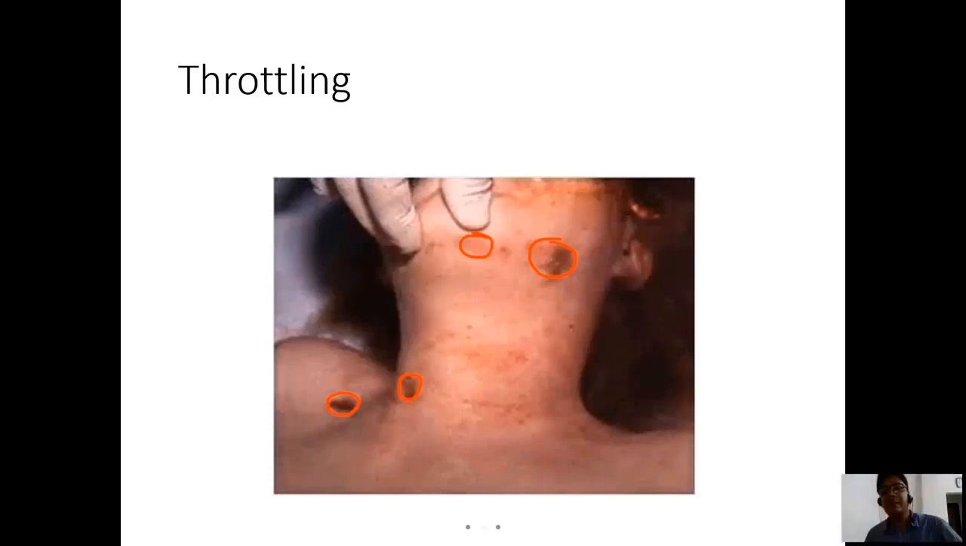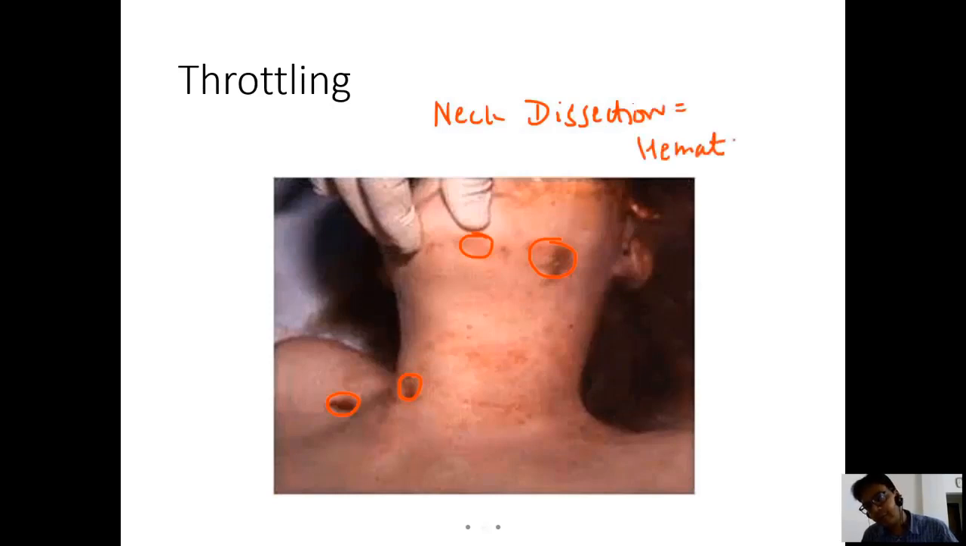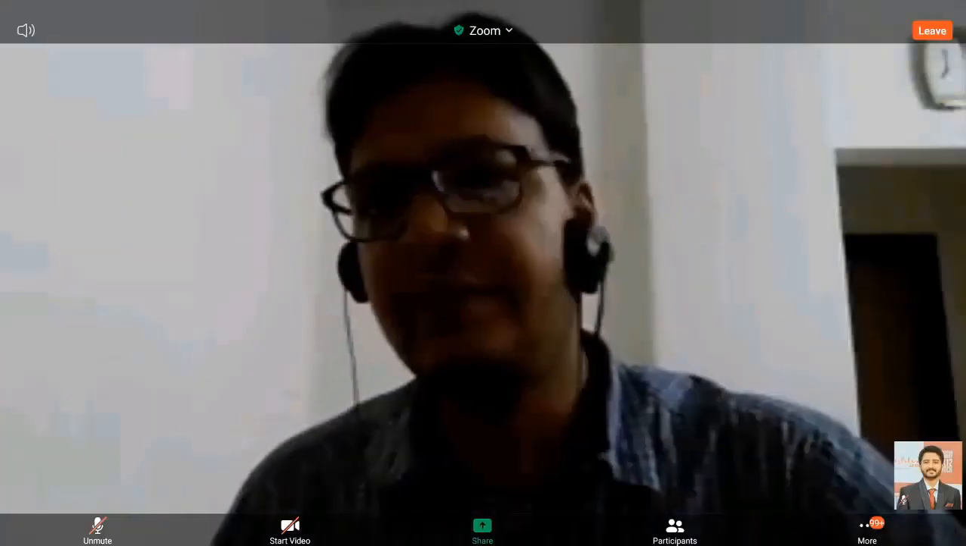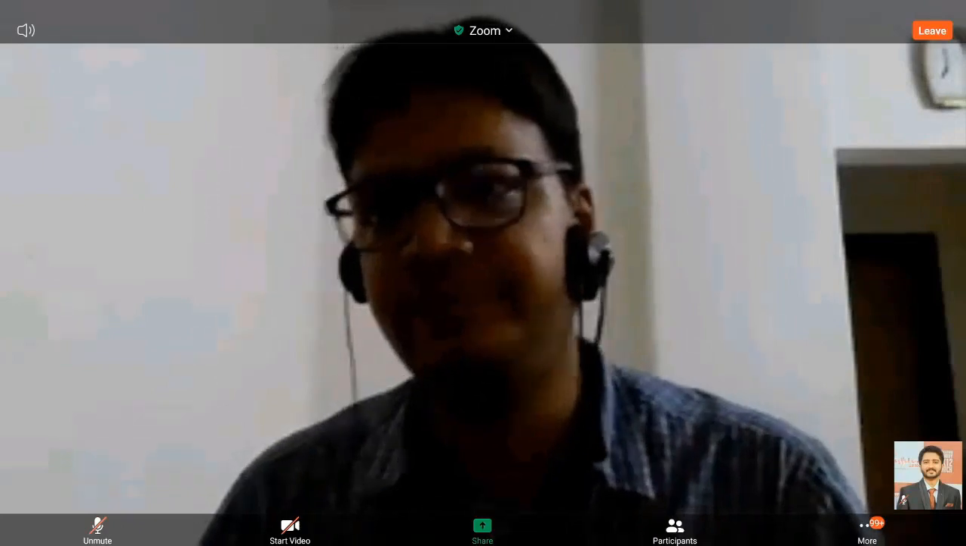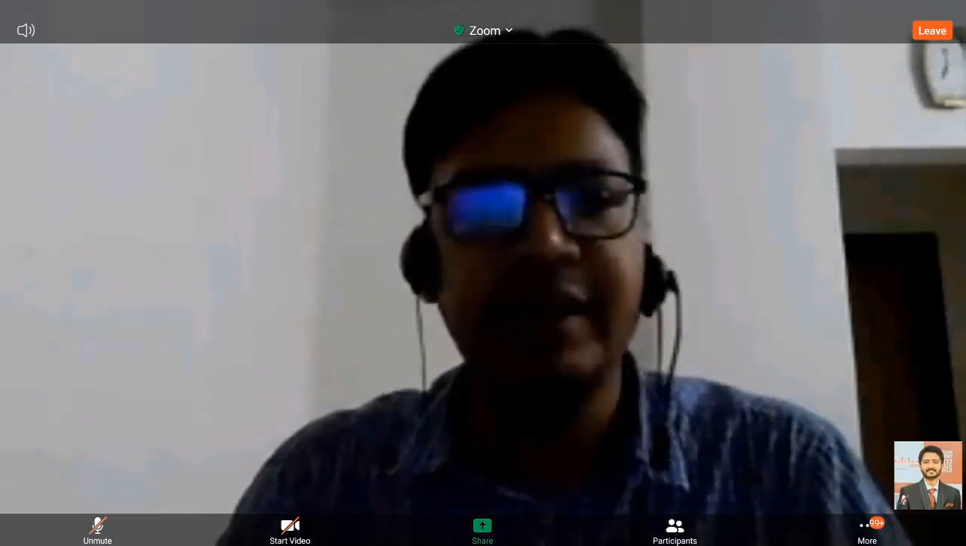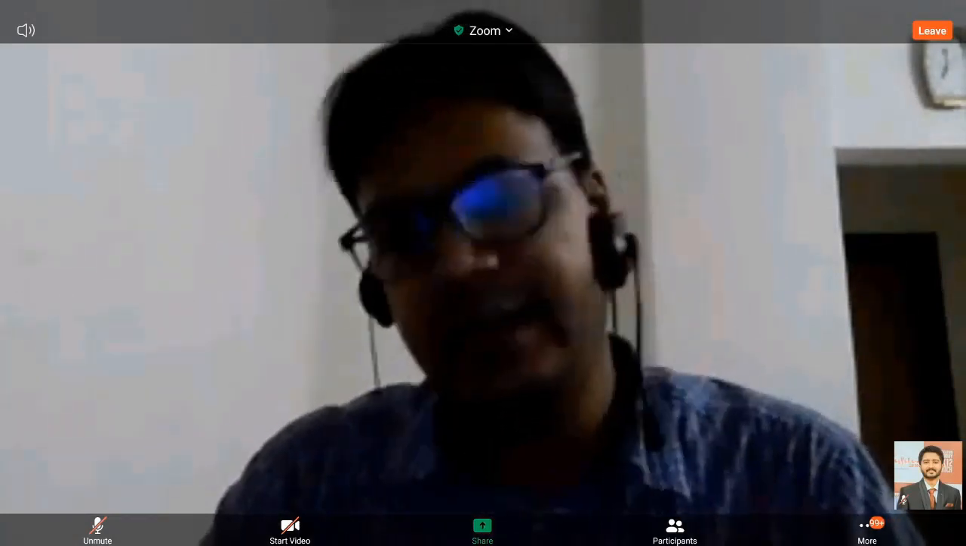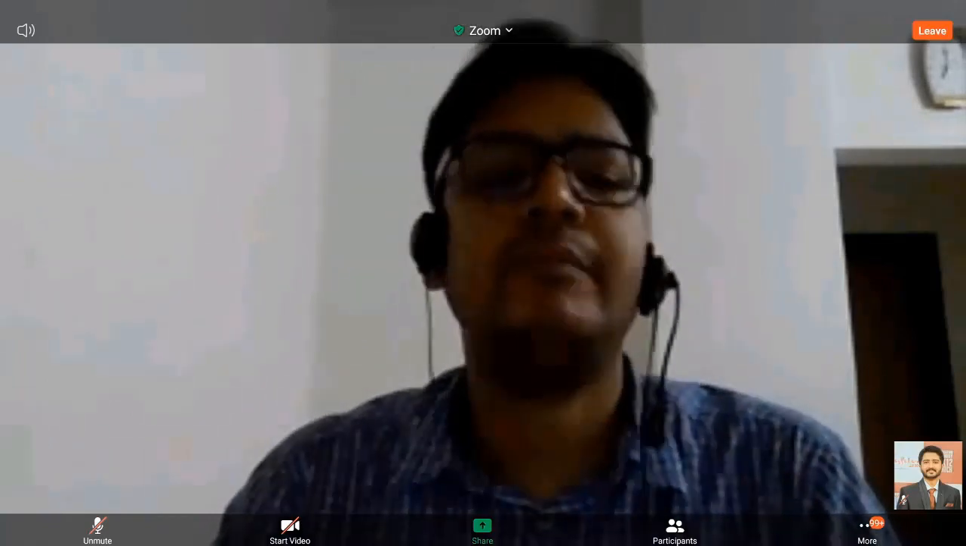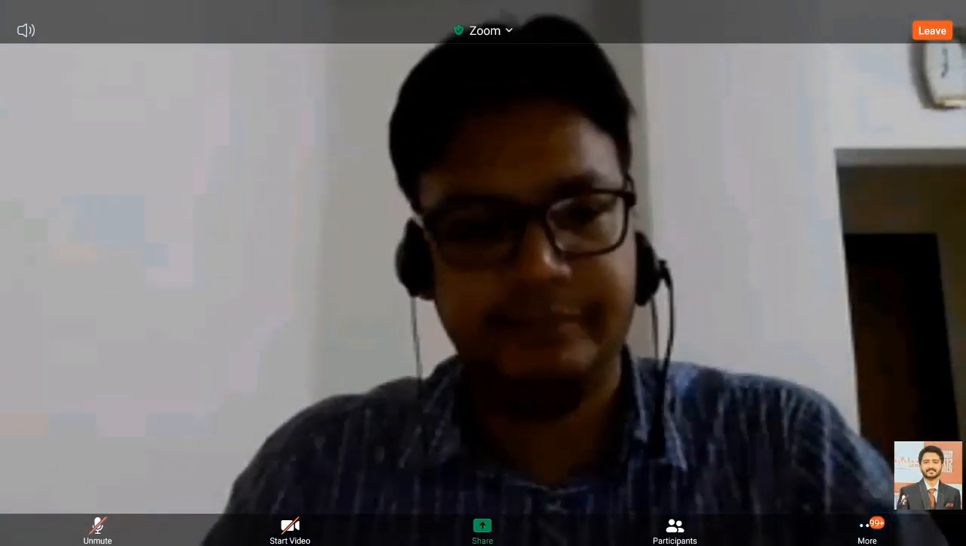And even, sir, sometimes a neck dissection picture is given. In neck dissection, you will have hematoma. That suggests this is throttling. And maybe nail abrasions, which are semilunar or crescentic. Now I will show you one picture of how to differentiate it from a strangulation ligature mark. I will show you the picture of a strangulation ligature mark.